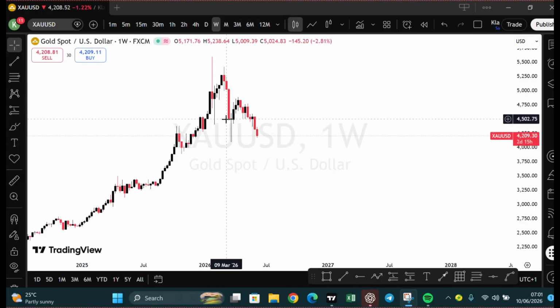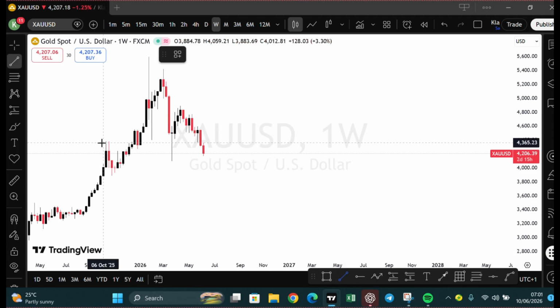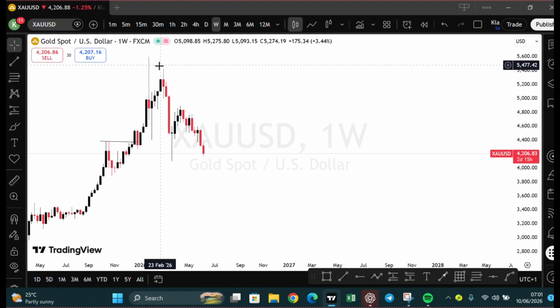So the last time we talked about gold, we said gold was bearish. So this week we want to look in depth into gold. As you can see, I'm currently on the weekly chart, and from the weekly chart you can see that this was the last break of structure we had to the upside, and price came down and tapped into this POI here.